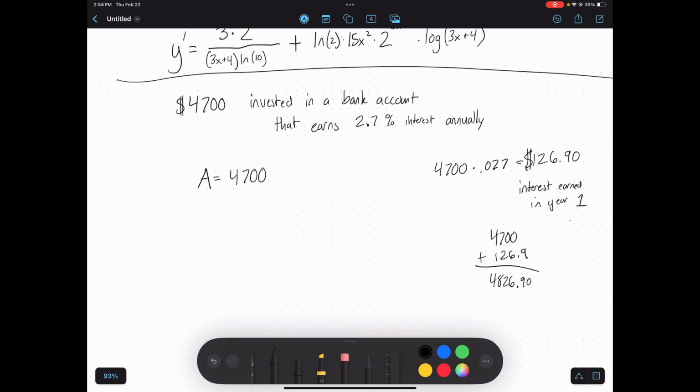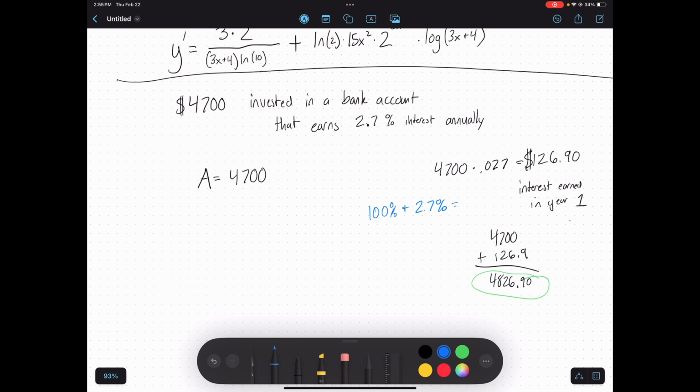How would I find the amount in year two? I could calculate the interest on this new amount and add it to what I currently have. Well, there's actually a shortcut way to do this. As you go from year to year, you're always going to keep the amount that's already in your bank account, plus earn that additional 2.7% interest. So you're going to keep 100% of your money plus earn an additional 2.7% from the interest.